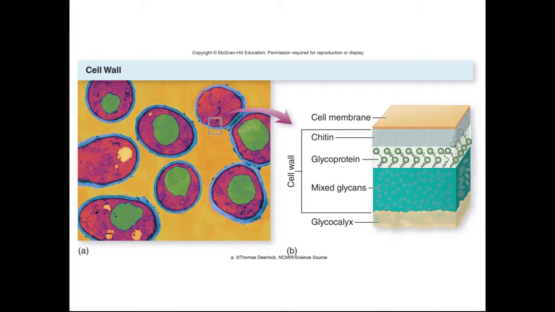So here we can see some yeast, some Candida albicans. As we zoom in on the border of that cell, we'll have the cell membrane on the inside, and then here we have the extracellular environment over here. We start with chitin, that's in direct contact with the cell membrane. Then we'll have some glycoproteins that link the chitin to the thick layer of mixed glycans. And then finally, the glycocalyx, or carbohydrate shell around that, will interact with the external environment.